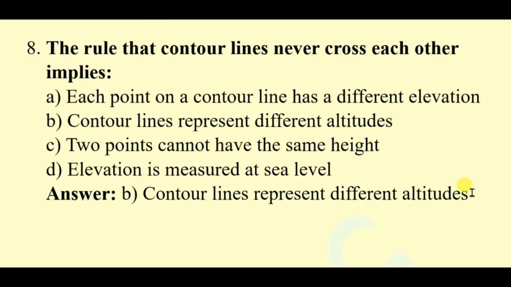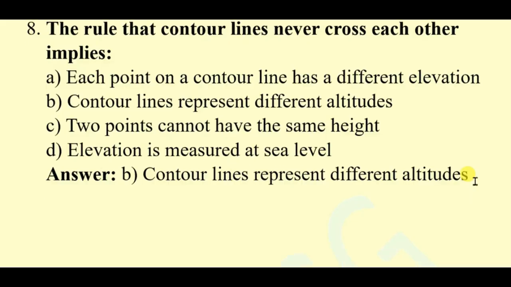Question 8. The rule that contour lines never cross each other implies each point on a contour line has a different elevation. Contour lines represent different altitudes. Two points cannot have the same height. Elevation is measured at sea level. Here the right answer will be contour lines represent different altitudes.